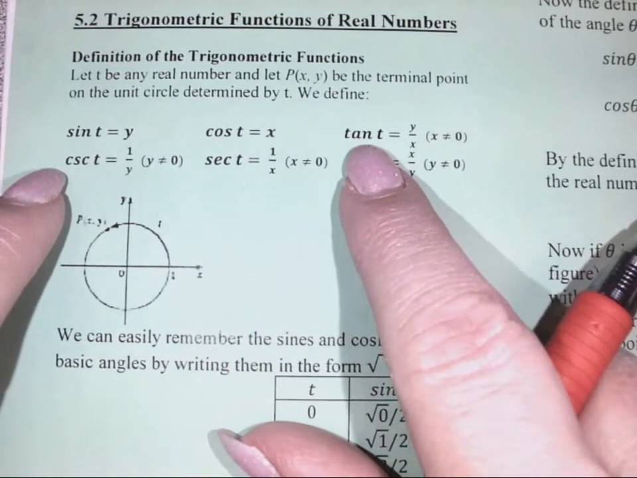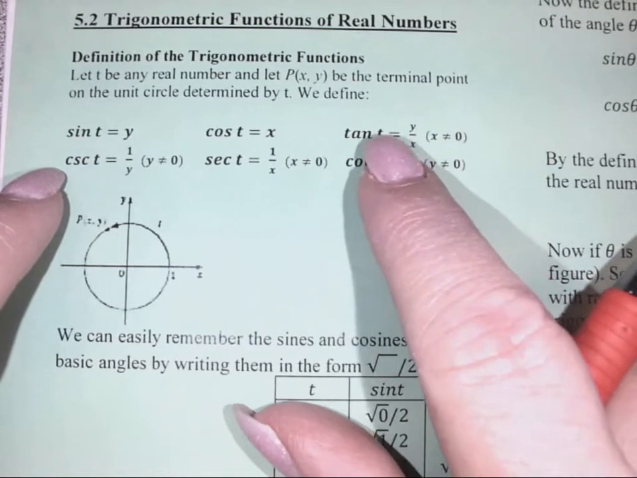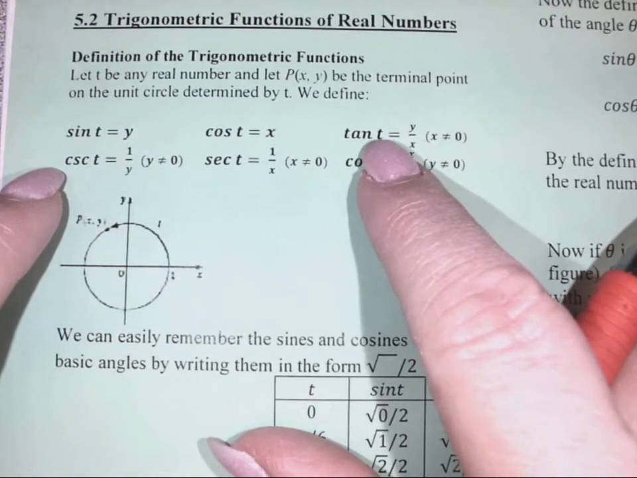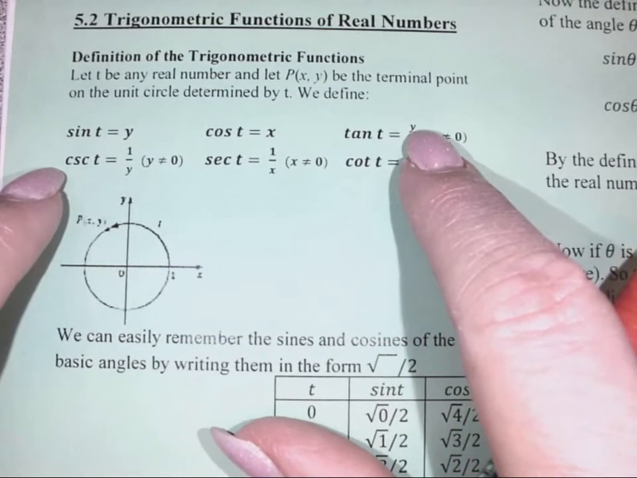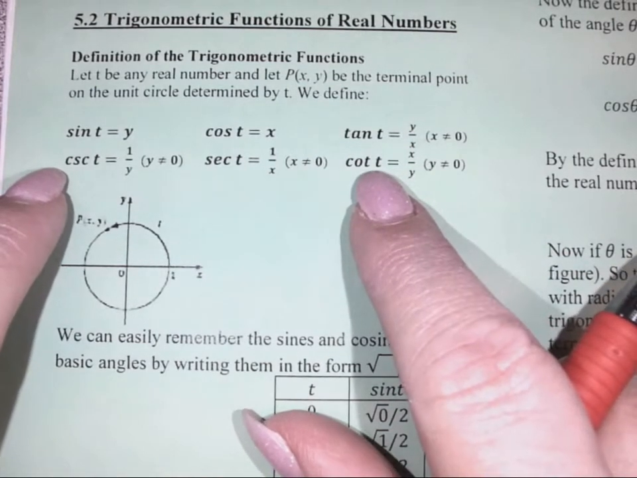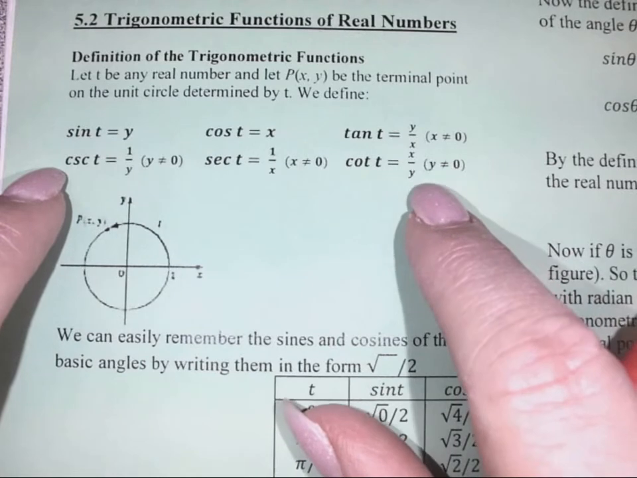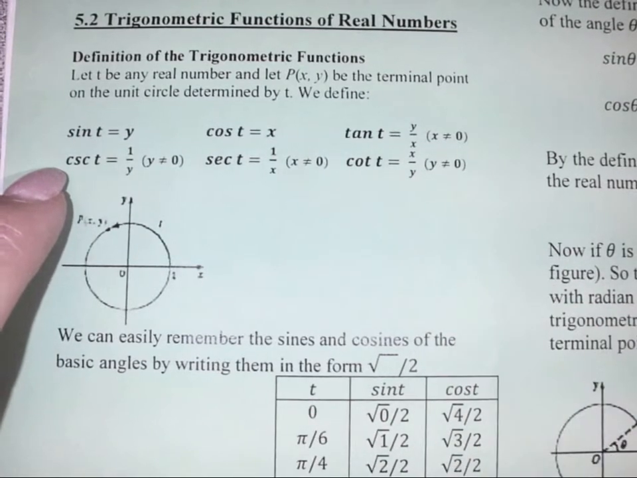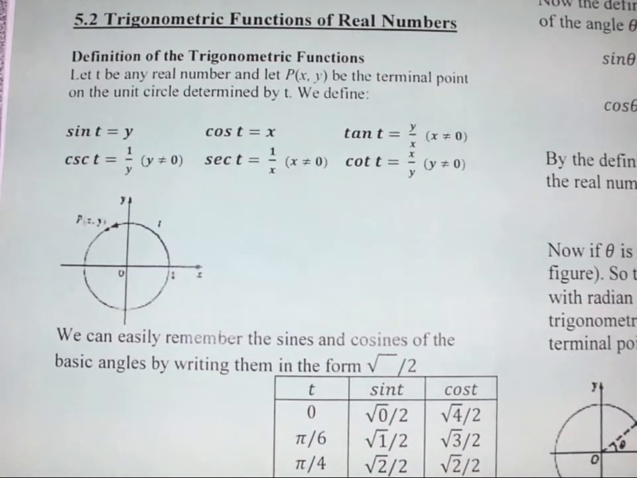And then think about tangent. It's y over x, so it's sine. So the n for tangent means the sine with the n is on top and then over cosine. And cotangent will have our cosine over our sine, which is our x over our y. That might be some helpful hints to help you figure that out.